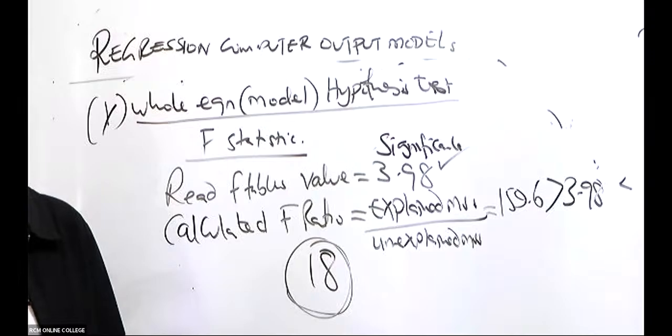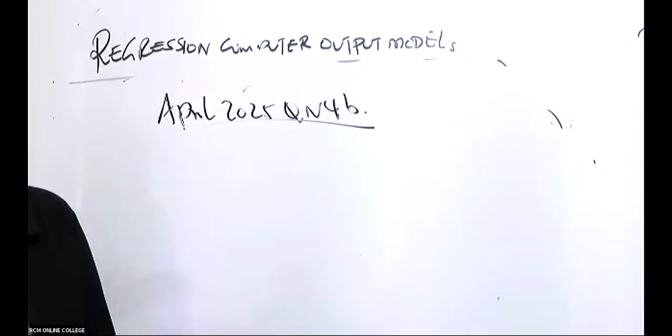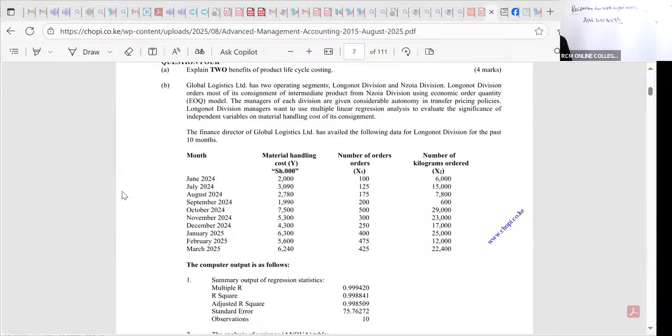So this was really a pre-2025 question number 4, and it was really an easy paper. Even the question itself was really easy. So I read: Global Logistics Limited has 2 operating segments, Longonot Division and Nzoia Division. Longonot Division orders most of its consignment of intermediate products from Nzoia using the EOQ model.